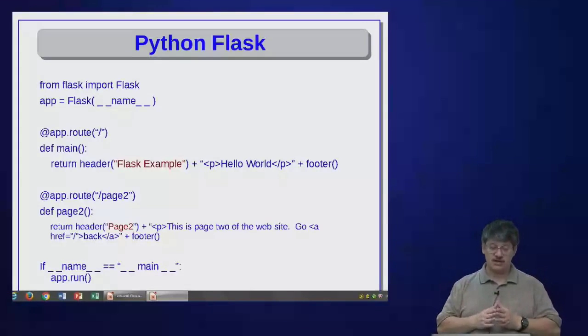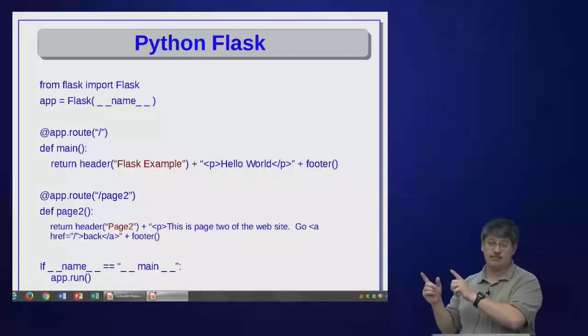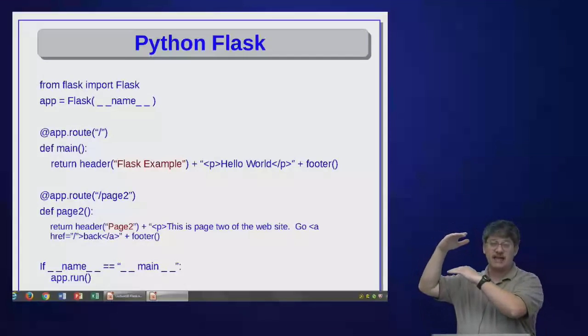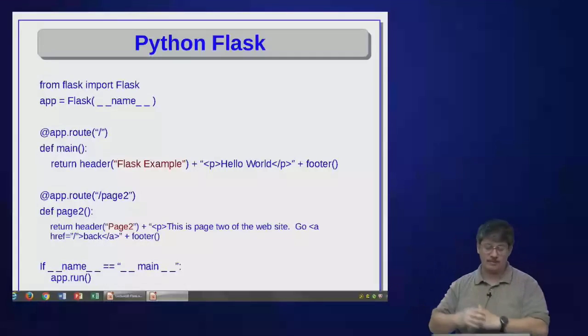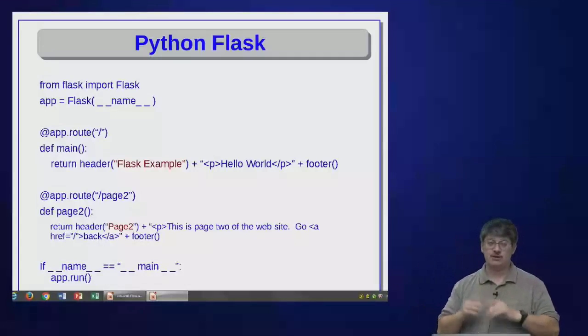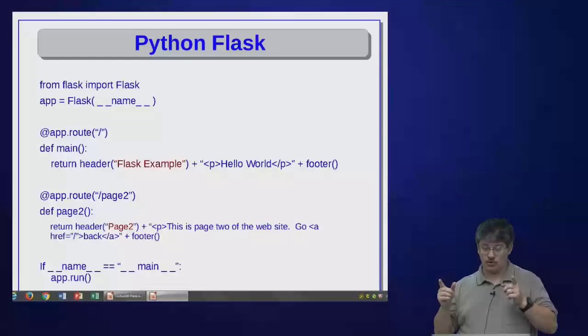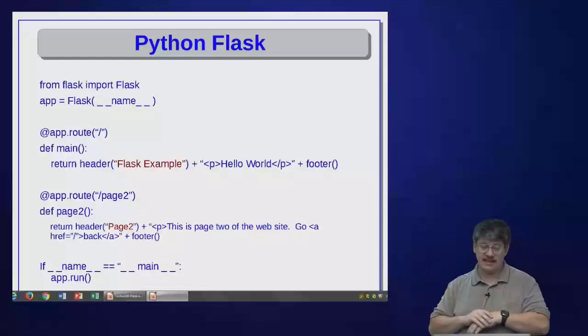So the first page I'm defining in a function named main. And I'm going to use my header function with the title Flask example to produce the doctype tag and all that information that goes to the beginning of the web page. Then I'm going to print a string that contains a paragraph saying hello world. And then I'm going to add my footer to the end.